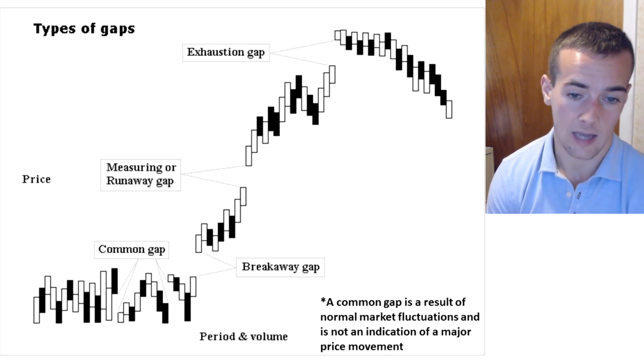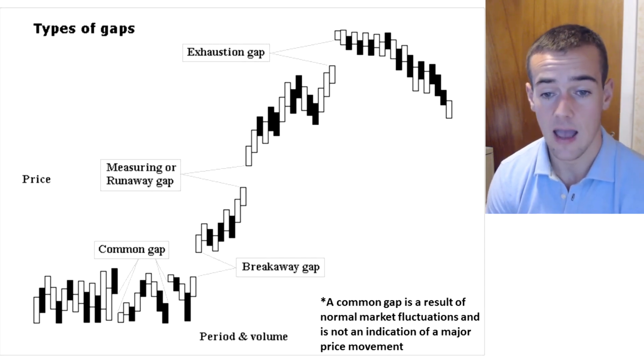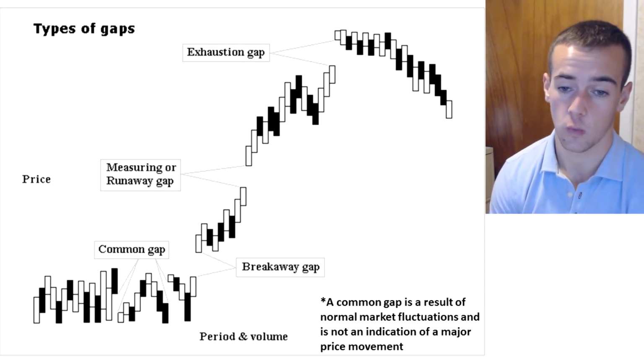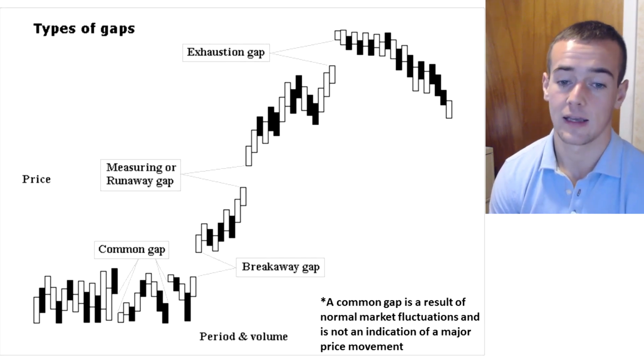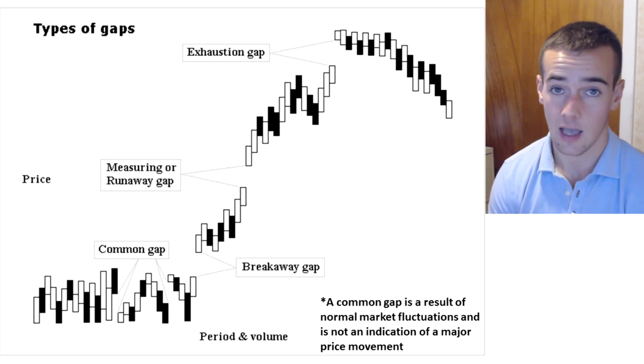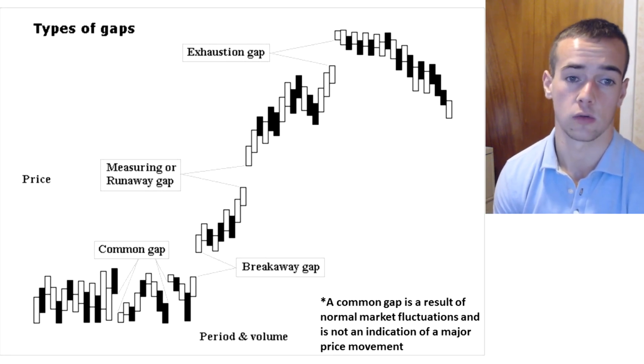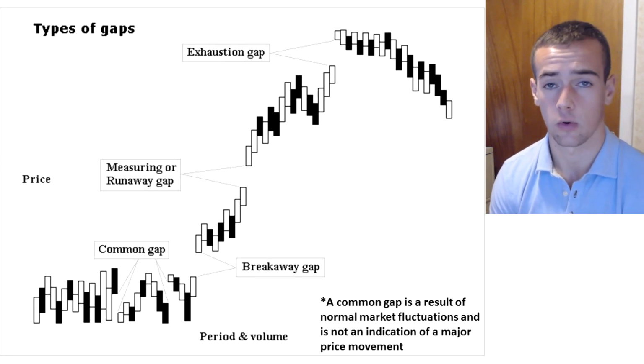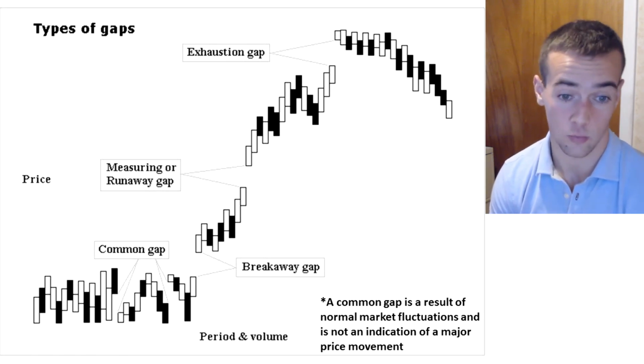So on the left we have common gaps. Now a common gap is a result of normal market fluctuations or corrections, and it is not an indication of a major price movement. So you're going to see common gaps taking place. You just pretty much want to understand that these are just due to market corrections.